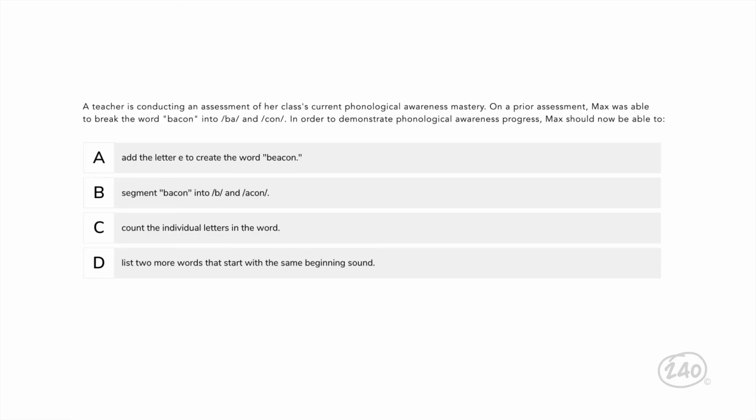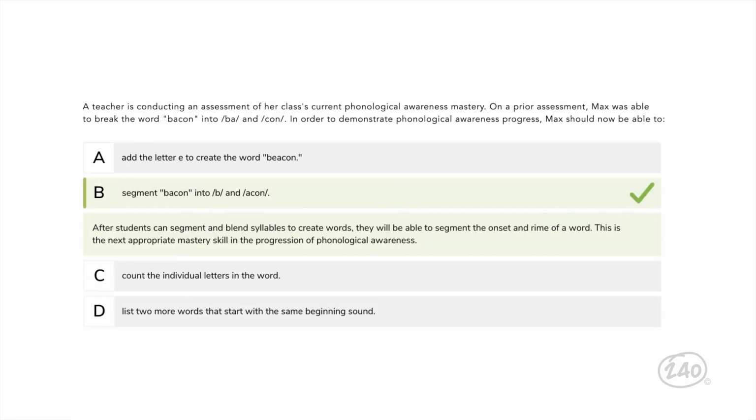In order to demonstrate phonological awareness progress, Max should be able to add the letter E to create the word beacon, segment bacon into B and Aiken, count the individual letters in the word, list 2 or more words that start with the same beginning sound. This is the correct answer.